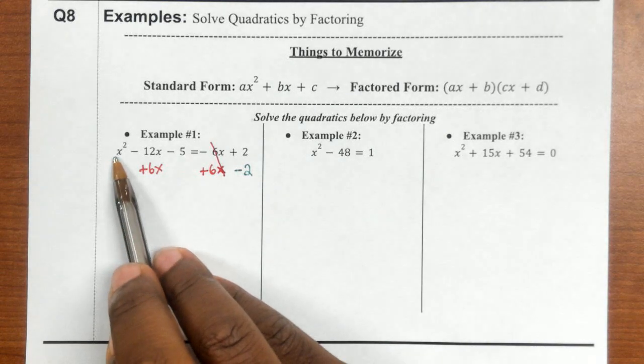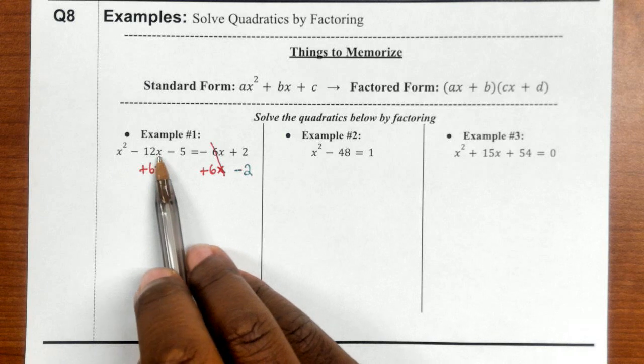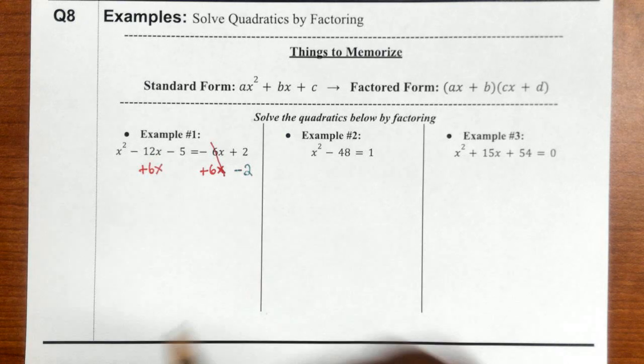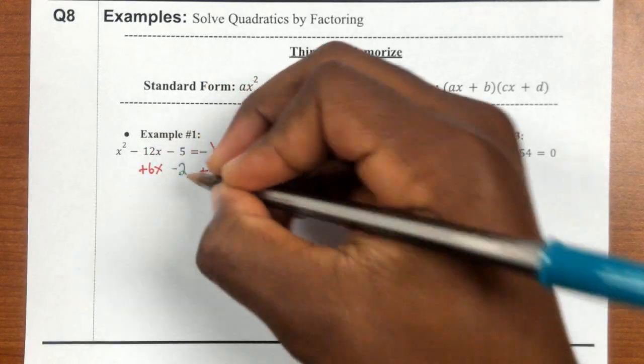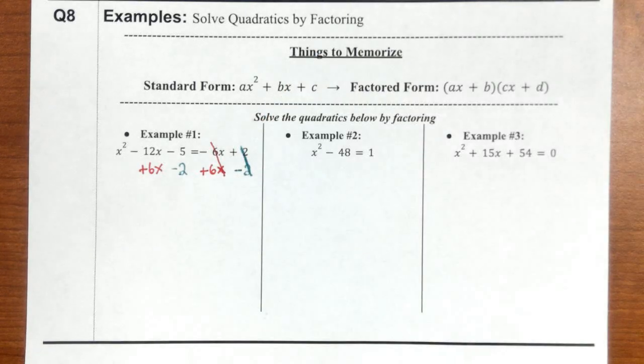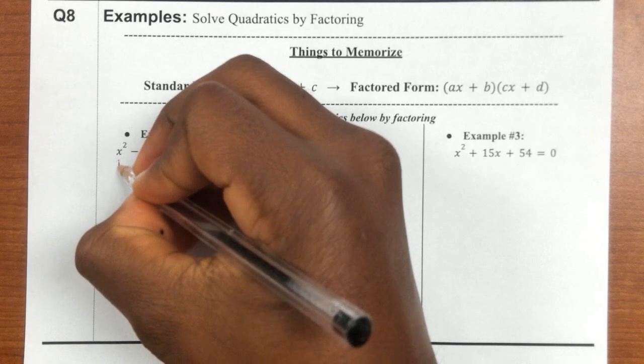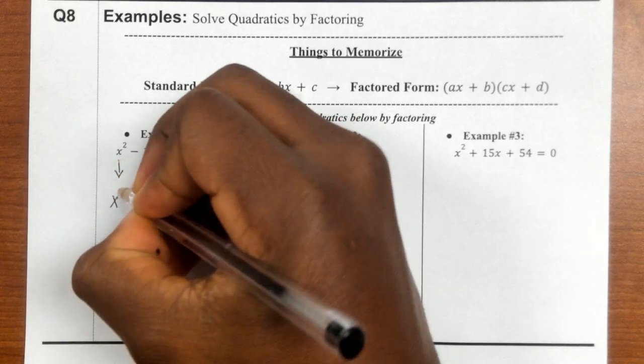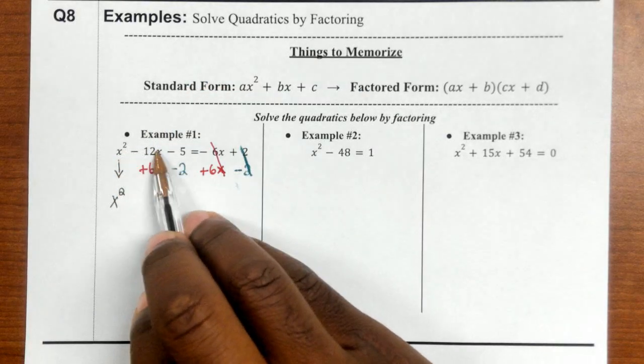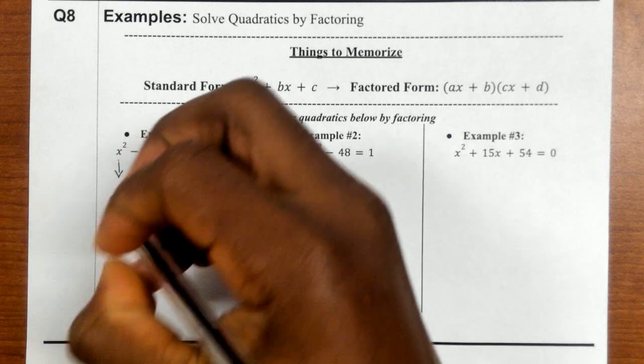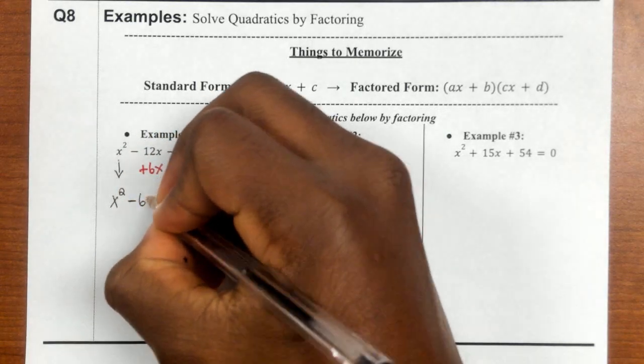Would I subtract 2 from x squared? No. Negative 12x? No. Negative 5? Yes, because that's the like term. And this would get canceled. Now I would go ahead and calculate. So the x squared, I'm not adding or subtracting anything to it, so I bring it down. Negative 12x plus 6x will give me negative 6x, okay?